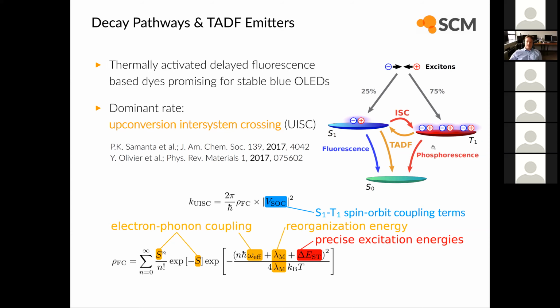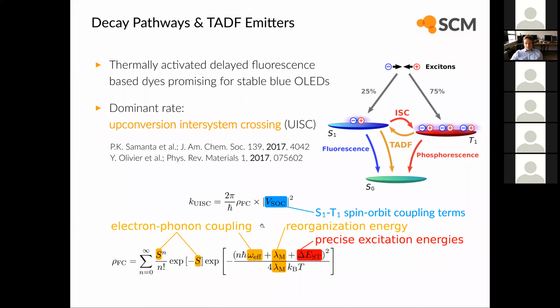And that basically means that one is able to convert these triplet states into excited singlet states, from which then in turn a radiative decay can occur. Turns out the dominant rate for this whole process is the so-called reverse intersystem crossing or upconversion intersystem crossing, basically the transformation of a triplet state into a singlet state. And this can be calculated.